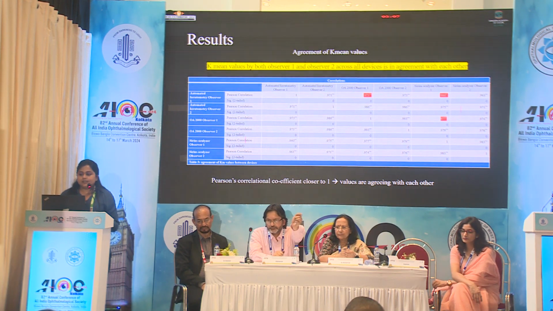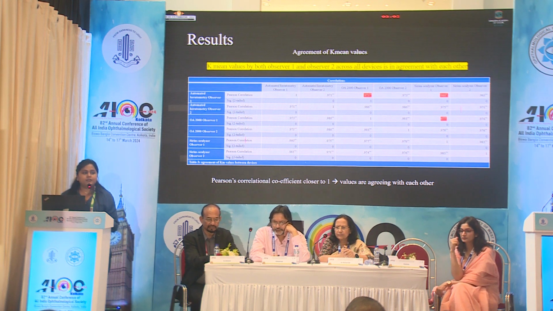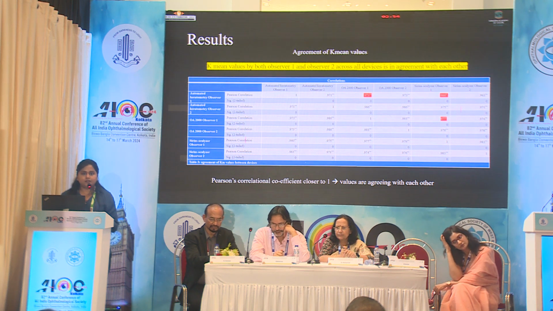The results of the study can be understood in three parts. The first is the agreement of K-mean values, J0 and J45 vectors. In our study, the K-mean values were interchangeable and were in agreement amongst all three instruments. This was assessed using Pearson's correlation coefficient.